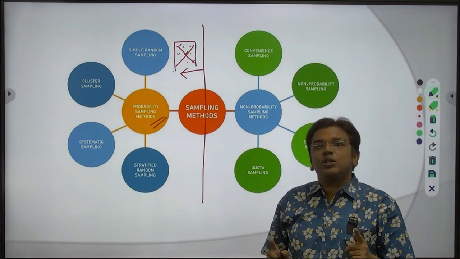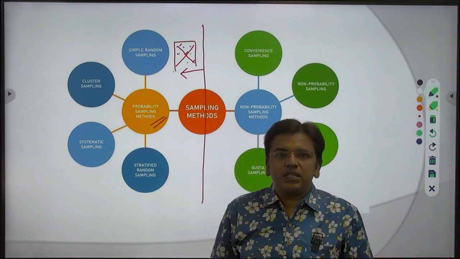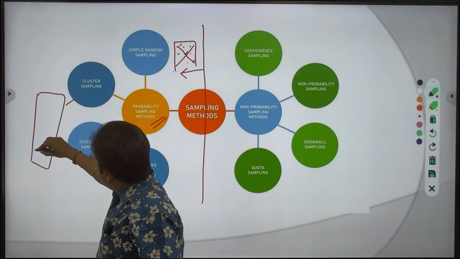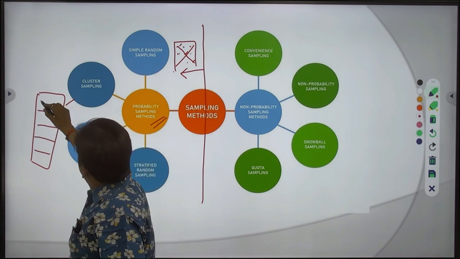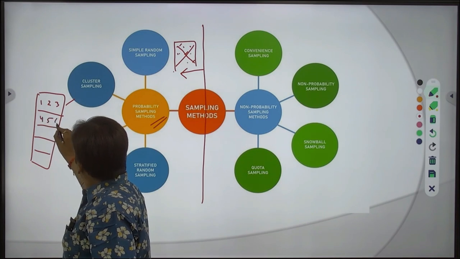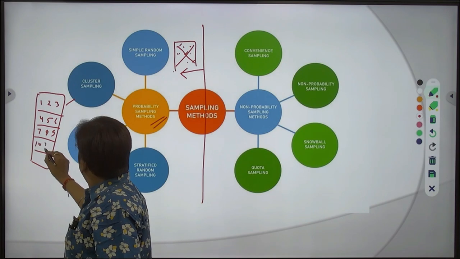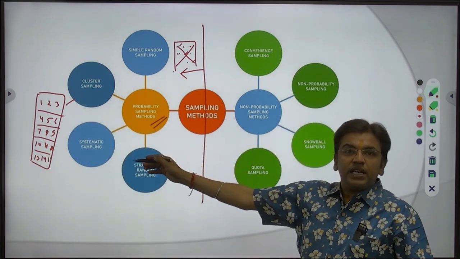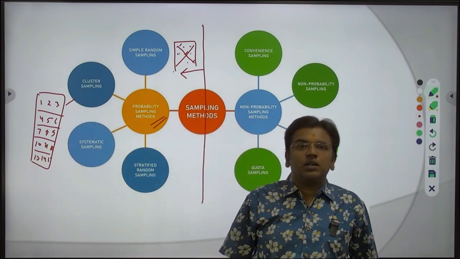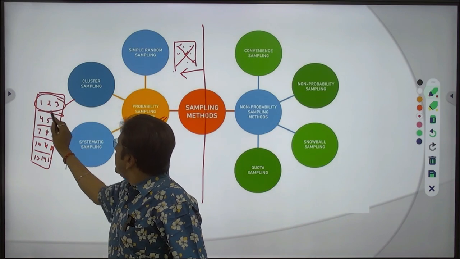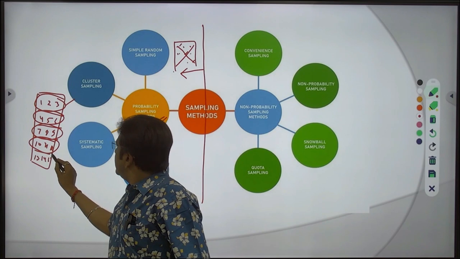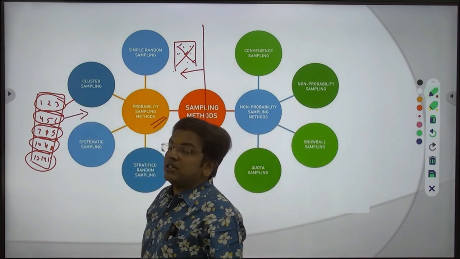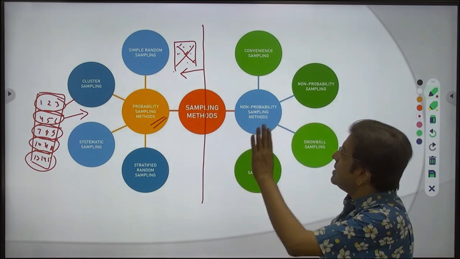Cluster sampling is a method where you have a sample of 5,000 or 10,000, and you make clusters. Here you can see, in each cluster we have placed 3 units. This is one cluster, this is the second cluster, this is the third, the fourth, the fifth. The researcher selects any cluster and conducts his study. This is known as cluster sampling.